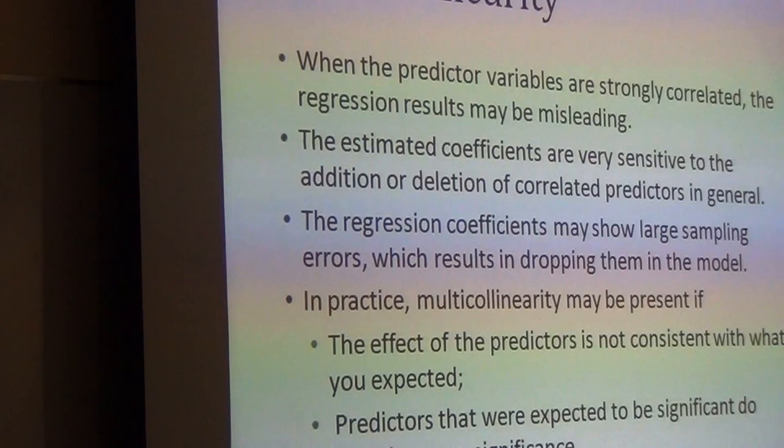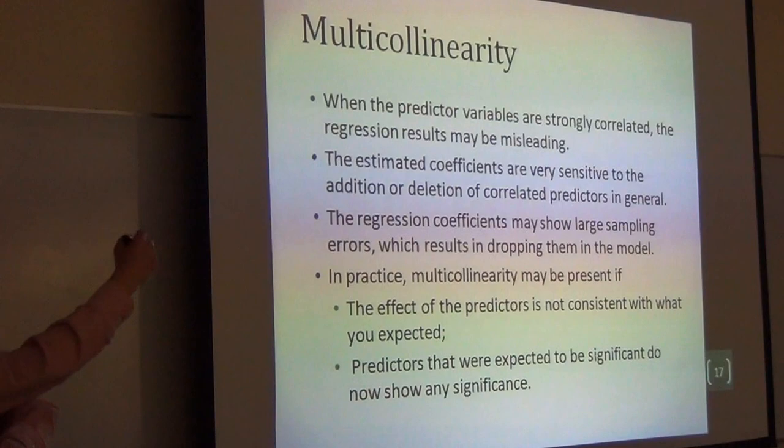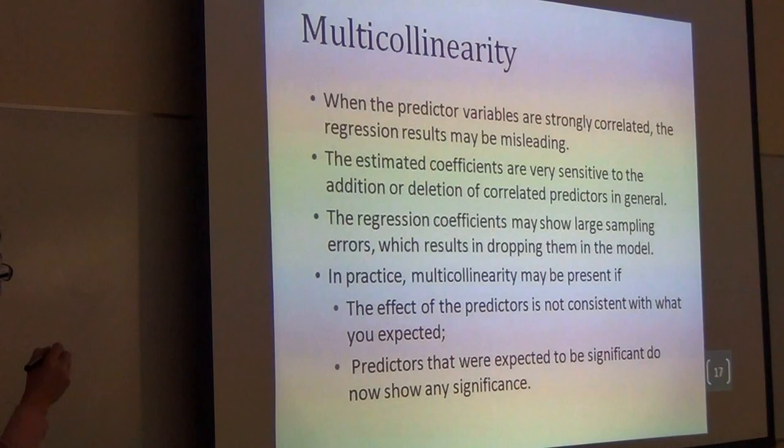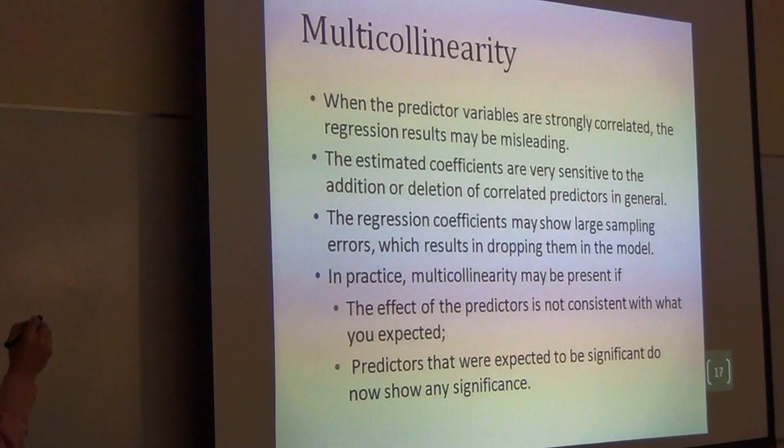Another issue you may encounter in linear regression is multicollinearity. This is really a headache. This is a tough problem to solve actually. One of our assumptions is that our predictors, I mean explanatory variables, are totally independent of each other. That's our assumption. But multicollinearity means the predictor variables are strongly correlated.